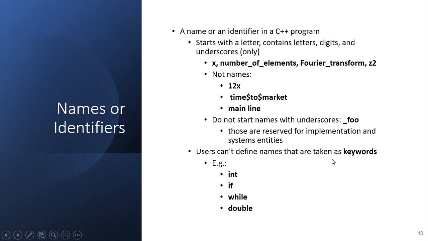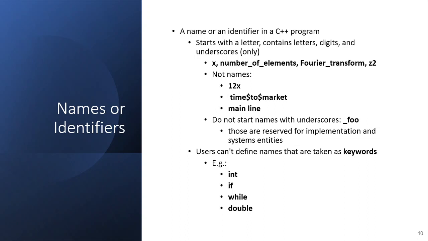Users cannot define names that are taken as keywords. So keywords cannot be used as identifiers. These are int, if, while, double. These cannot be identifiers. You cannot have a variable by the name of int or by the name of if or while. ठीक है? So ये हम नहीं कर सकते. Again, this information we have already discussed and used it.